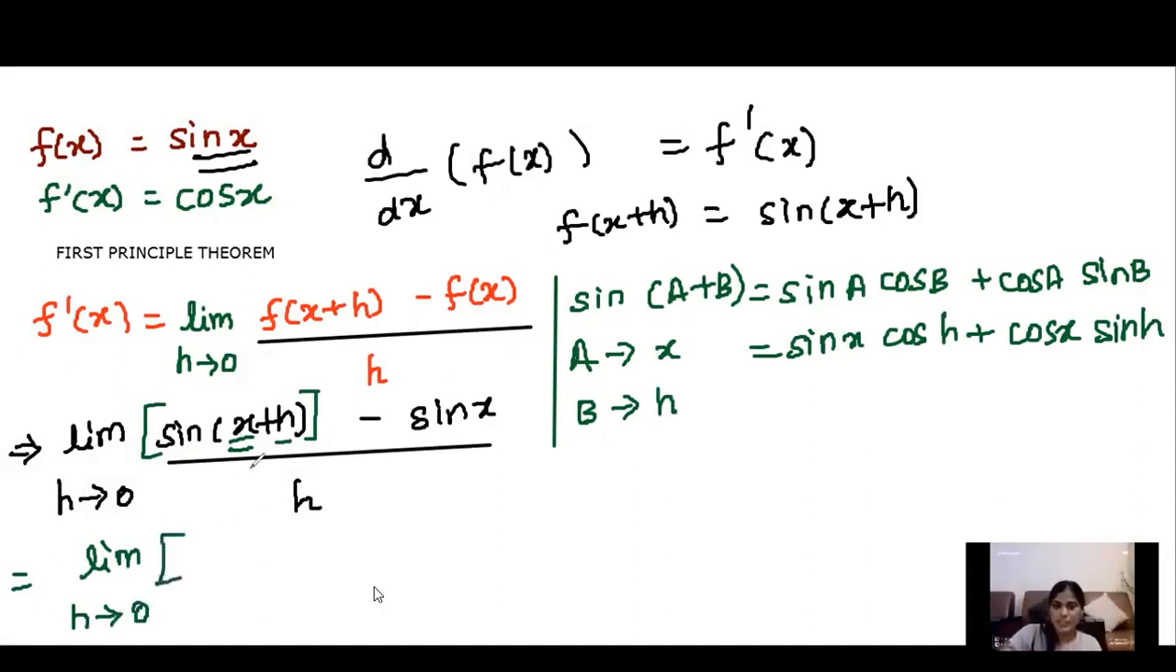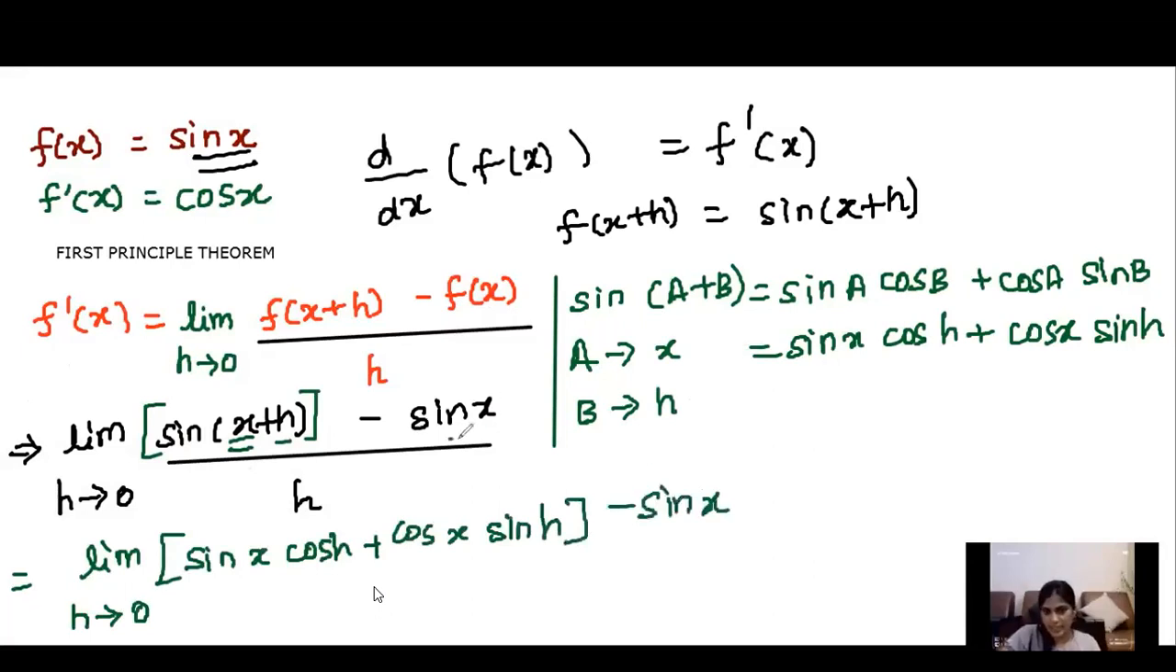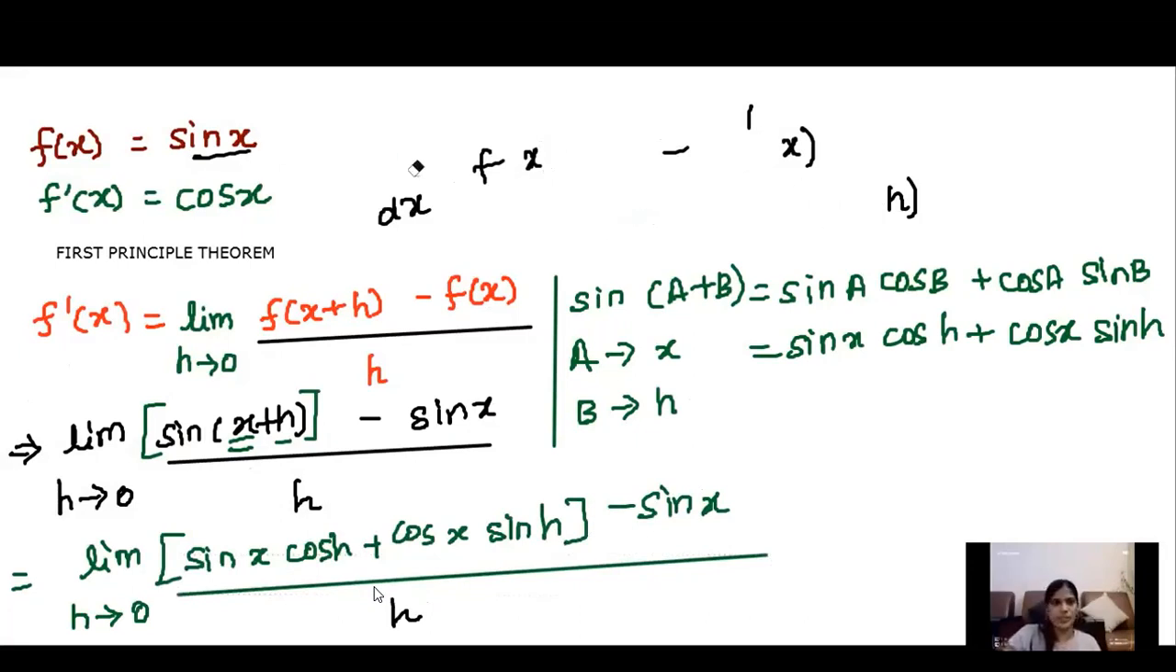Okay, so sin of x plus h, what is sin of x plus h? So it is sin x cos h plus cos x sin h minus sin x. The minus sin x I have written as it is. Right? And whole upon h. So I am going to write that h as it is, with a straight line. H. All right. So now we are going to simplify this further. I'm going to erase these.